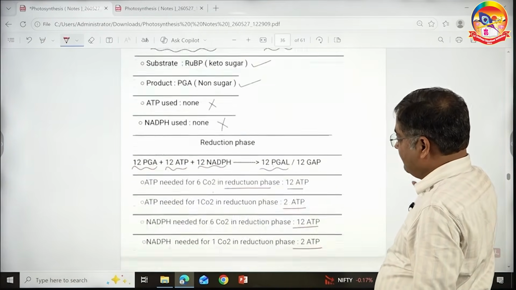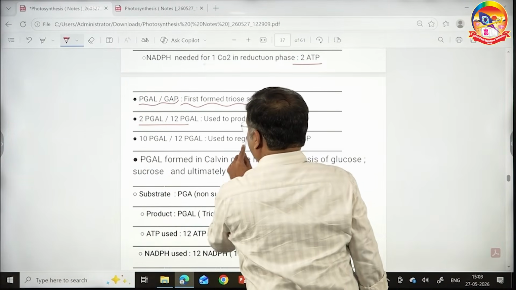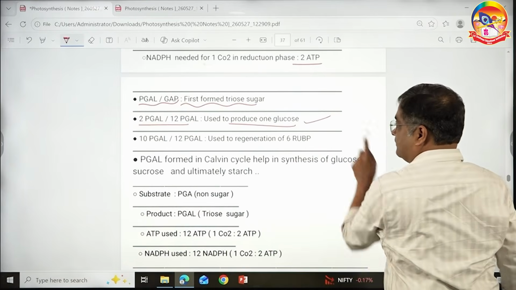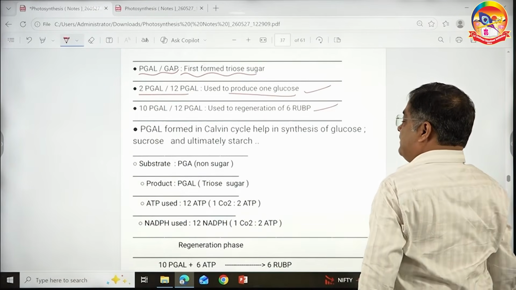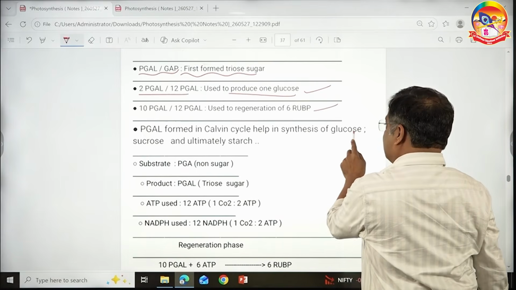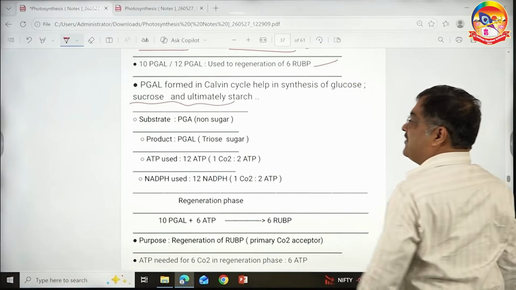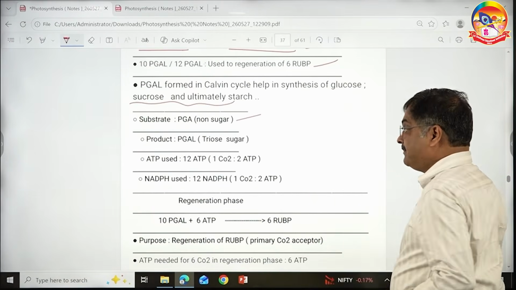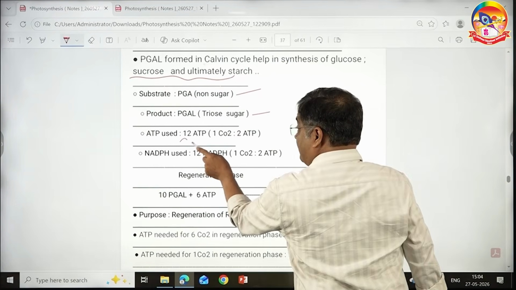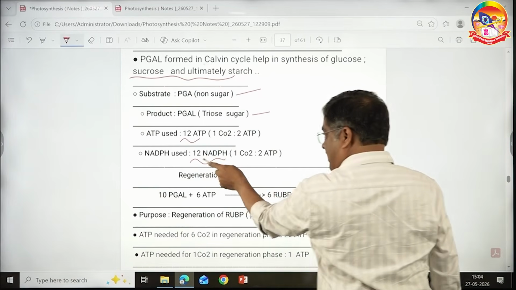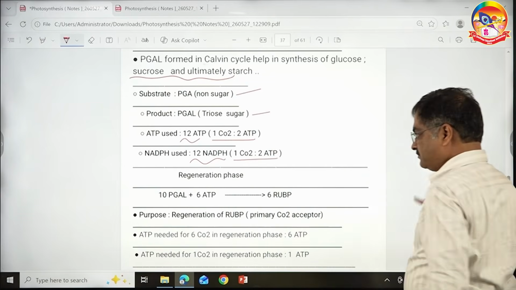So let us just see what we have written with regard to the reduction phase and regeneration phase, children. We already went up to here. 2 PGAL out of 12 are utilized to produce glucose, understood. 10 out of 12 PGAL, regeneration, you understood that. PGAL formed in the Calvin cycle helps in the synthesis of glucose, sucrose, and ultimately starch, you know it. Substrate for reduction phase, PGA, it's not a sugar. Product is PGAL, it's a sugar. ATP is 12 in the reduction phase, 12 in the regeneration phase, NADPH2. For 1 CO2, 2 and 2.